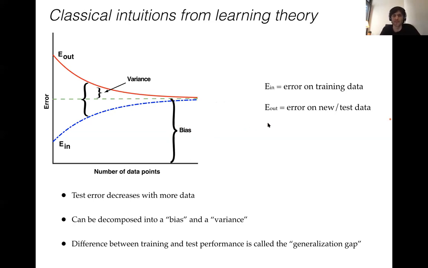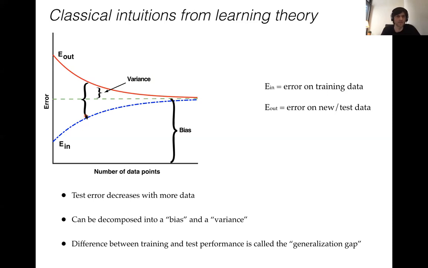However, when you ask about the error on the new test data that you didn't train on, that's called out of sample. That is typically higher than the in sample error, and you expect it to be monotonically decreasing. As you get more data, you'll learn more, and you'll be able to make better predictions. And the excess amount of error beyond this asymptote is called the variance. And why it's called the variance, we'll come back to in a little bit.